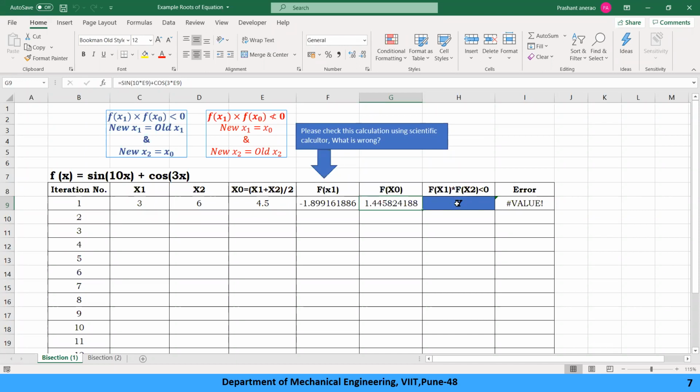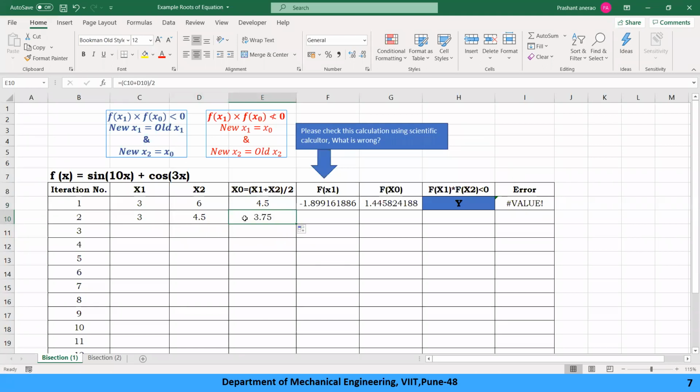So for the next iteration, what happens if this is the case? You see blue, yes, so read the blue condition. New x1 is old x1. Okay, let's write it here: new x1 is old x1, and new x2 is the x0 value. Okay, we got that. So again we find the root. We have done the second iteration.